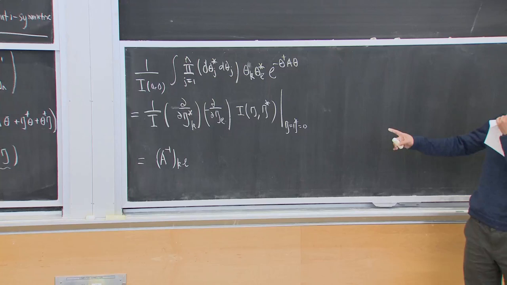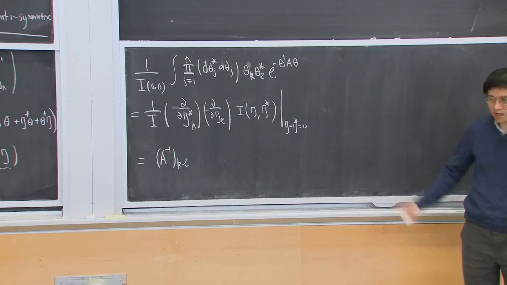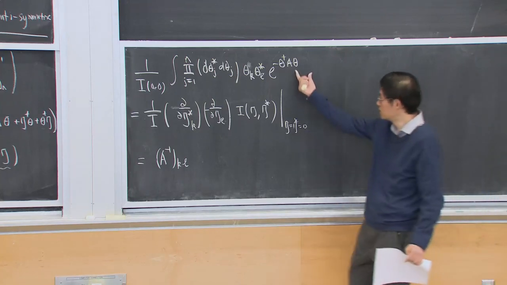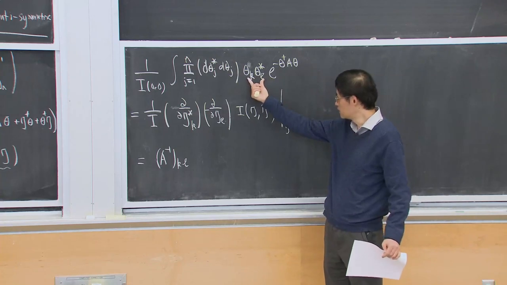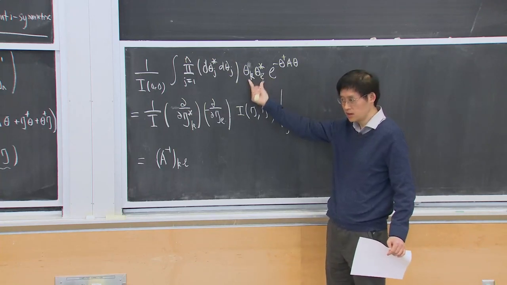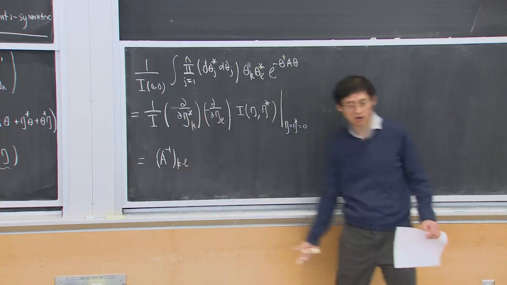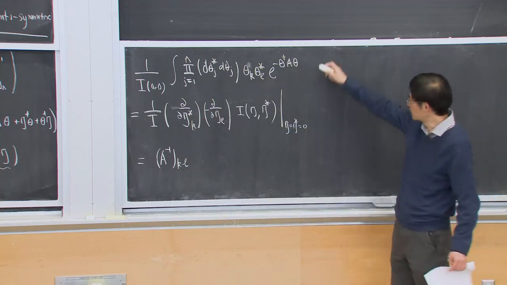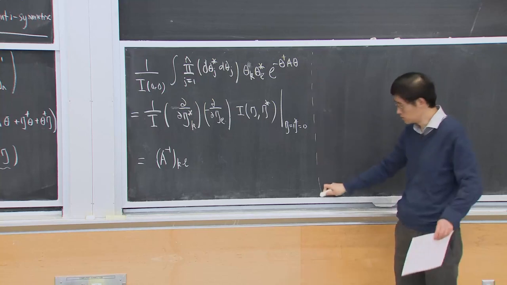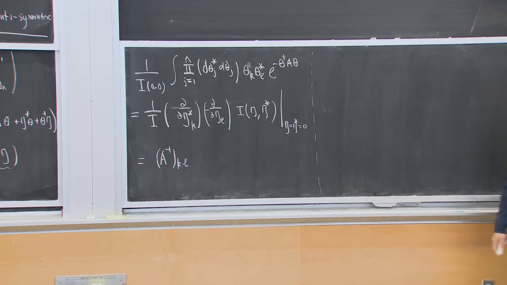So this is actually the same as the bosonic case. Remember in the bosonic case, if you have a Gaussian integral and you have two variables downstairs, that gives you the inverse of the matrix, up to a constant. So this aspect is actually similar to the bosonic case. Do you have any questions?